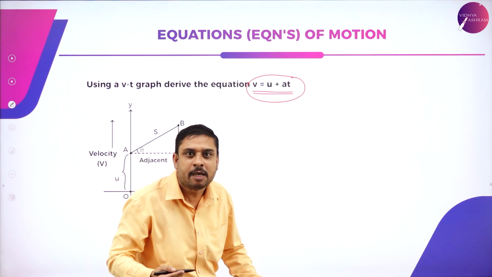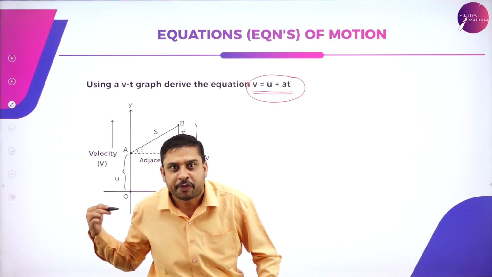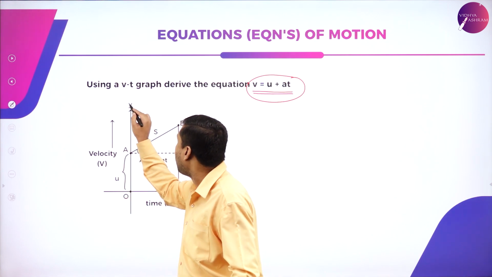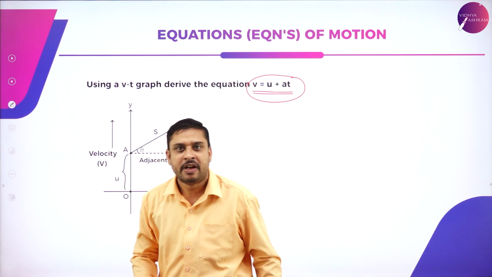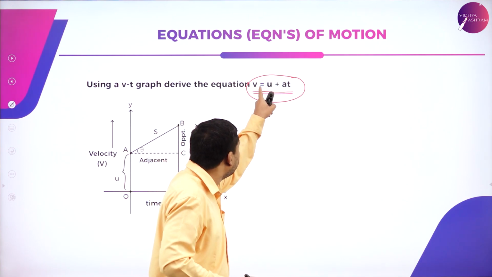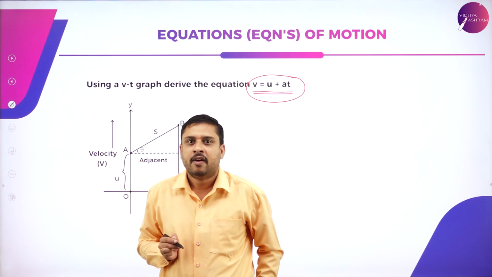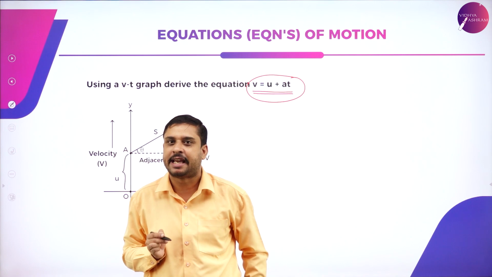What are those terms? How do I define those terms? I will be explaining through the graph. So using the velocity time graph, VT graph, I am deriving the first equation of motion, which is V equals U plus AT.